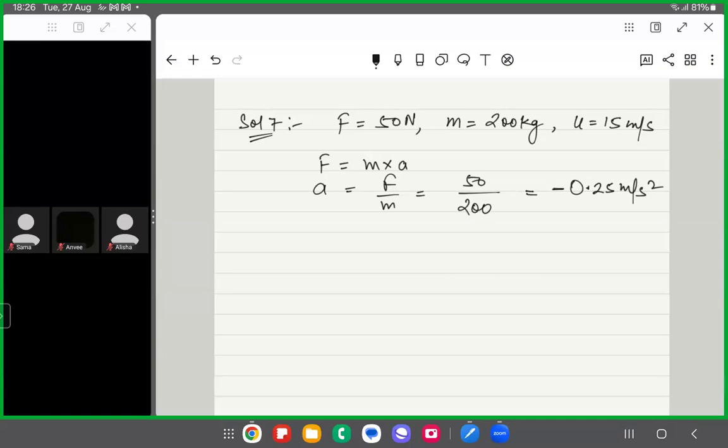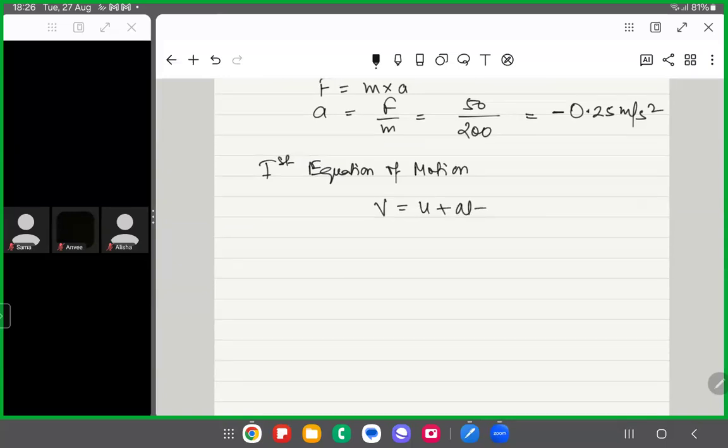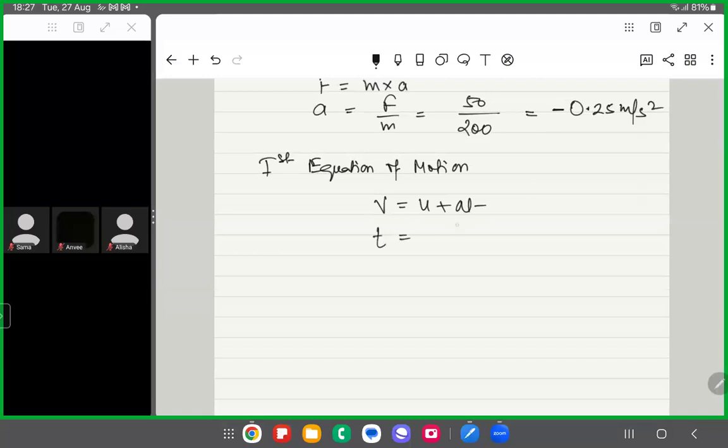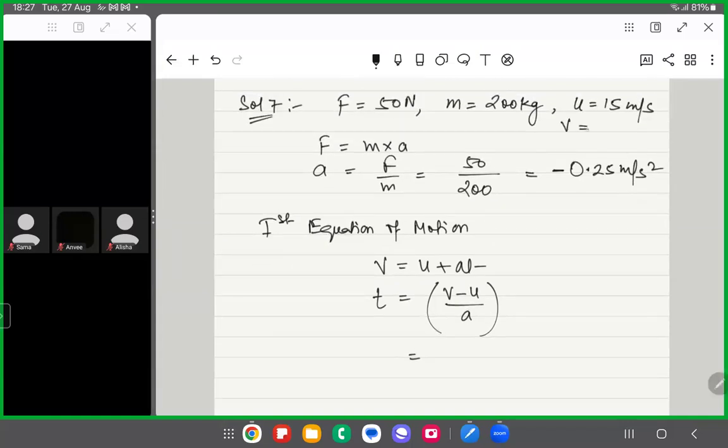Now from the first equation of motion, we know that v is equal to u plus at. Or from here you can say that t is equal to v minus u upon a. Yes or no? Because we have to find the time here, right? So the initial velocity we already know, acceleration we have already found, right? So what is the final velocity? Because it is coming to rest, it stops after some time, so final velocity will be 0, right?